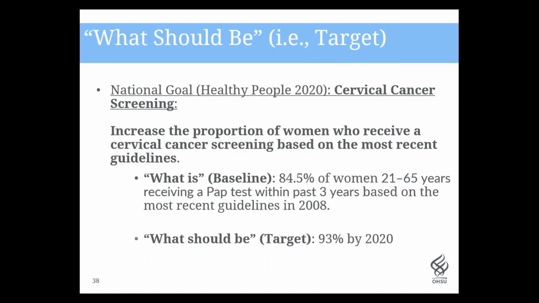So one of our goals could be cervical cancer screening. This is a national goal from the Healthy People 2020. The goal is to increase the proportion of women who receive cervical cancer screening. What is the baseline? Right now in 2020, the baseline is 84.5% of women receive a Pap test within 3 years. That was based on 2008. You would want your baseline to be based on your own community health assessment. And then what should the target be? Your target can be set by Healthy People 2020. It can be set by the Oregon Health Authority. It can be set by your own agency. But what is your target?